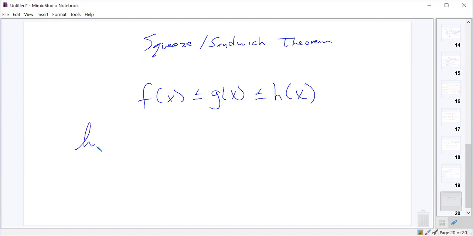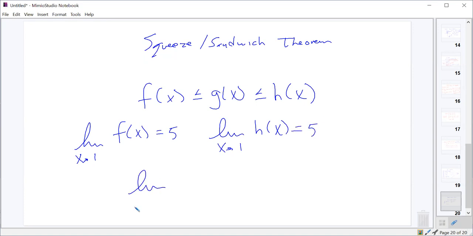And they will say that the limit as x approaches, I don't know, we'll say 1 of f of x equals 5. And the limit as x approaches 1 of h of x is 5. Therefore, by the sandwich theorem or the squeeze theorem, the limit as x approaches 1 of g of x is 5. And so they might give you 2 functions that are always less than or equal to some other function or greater than or equal to some other function.